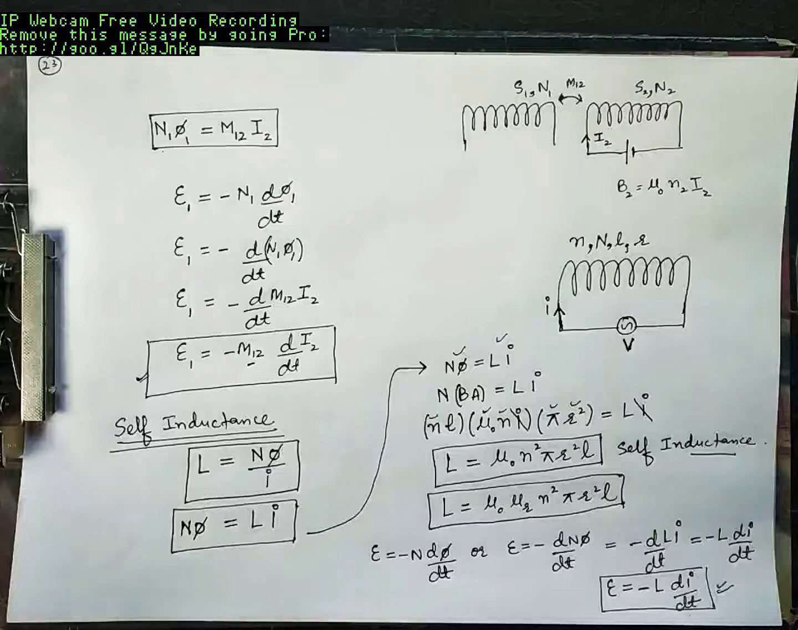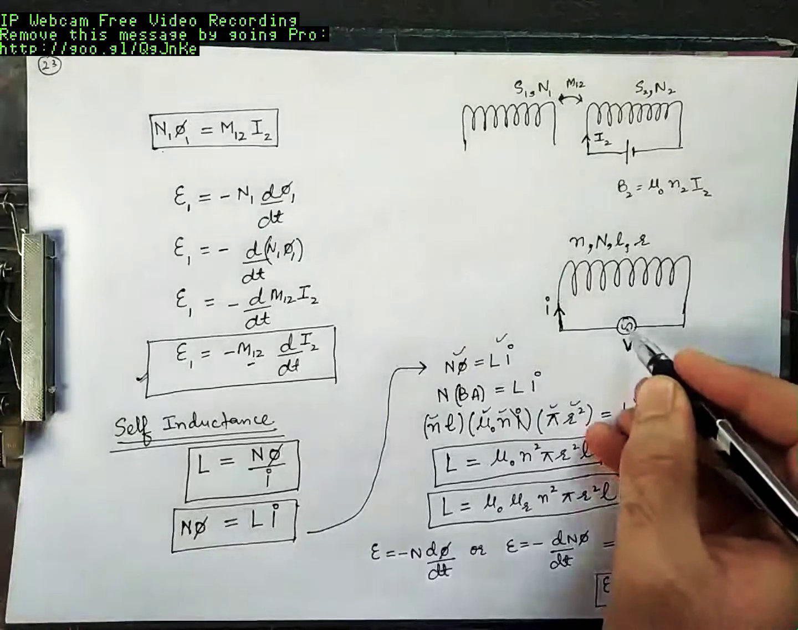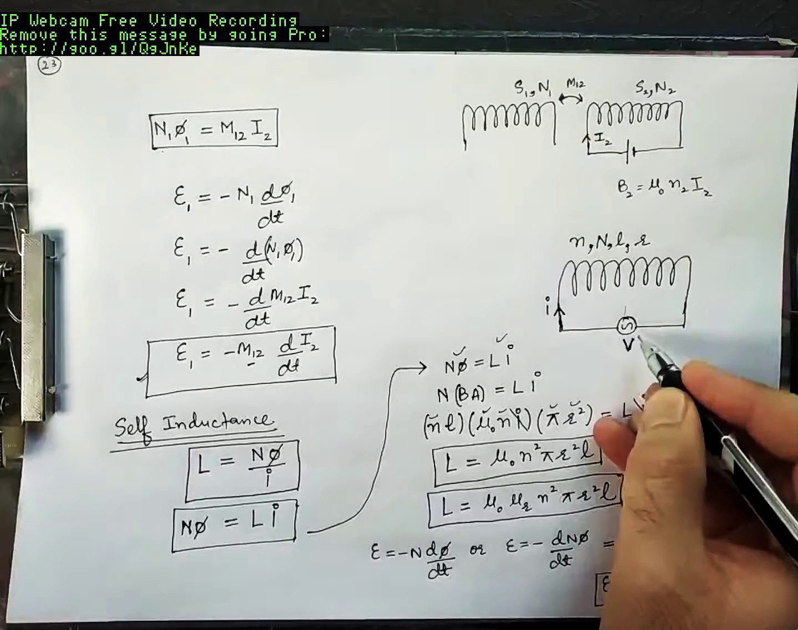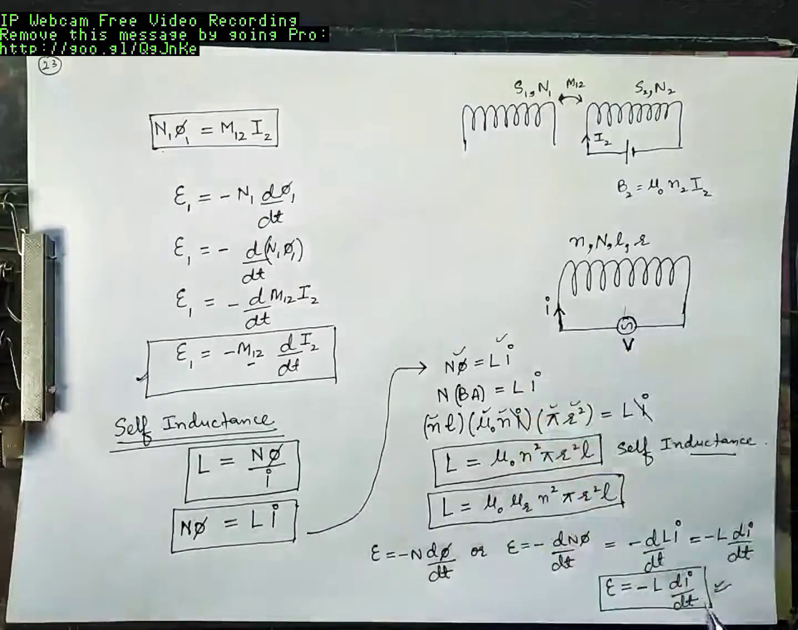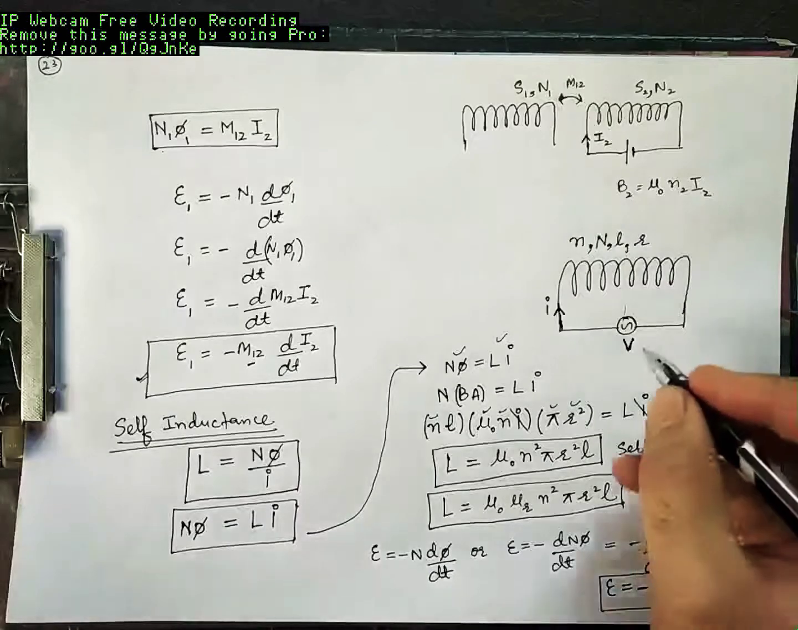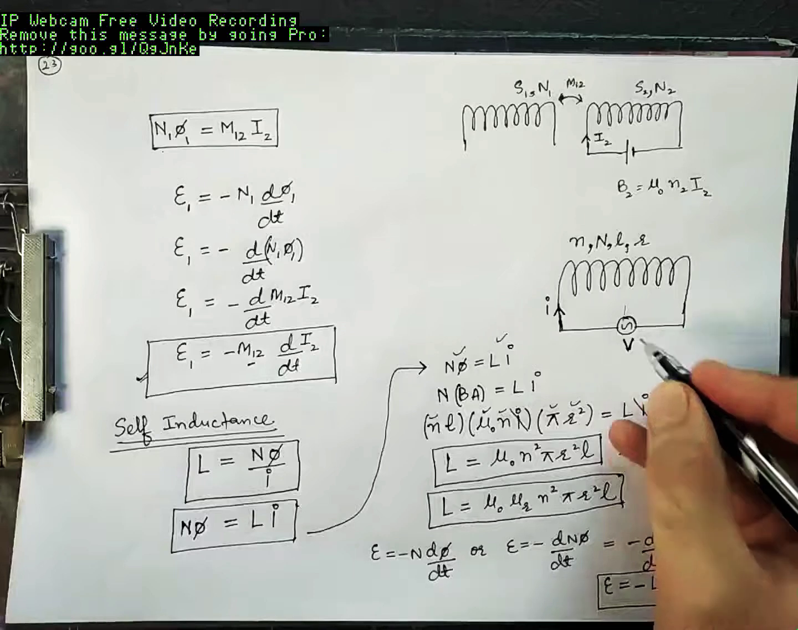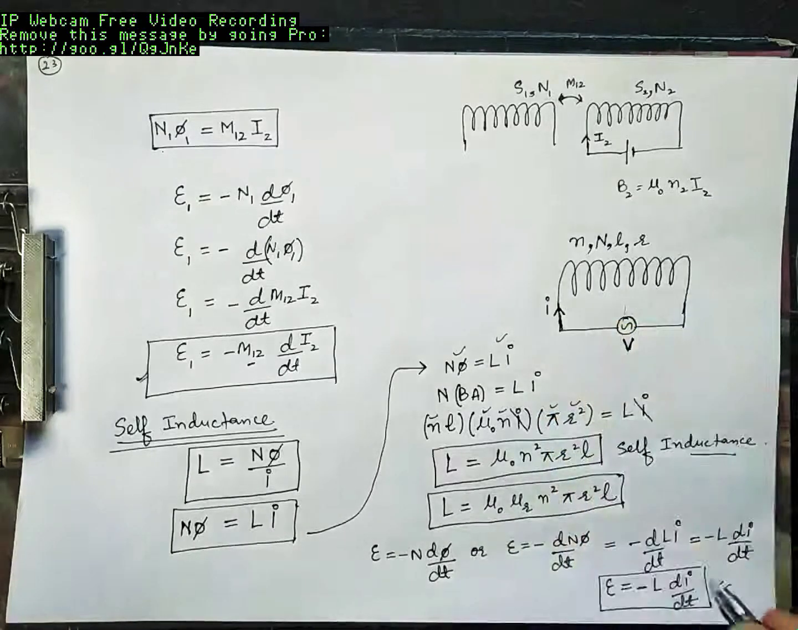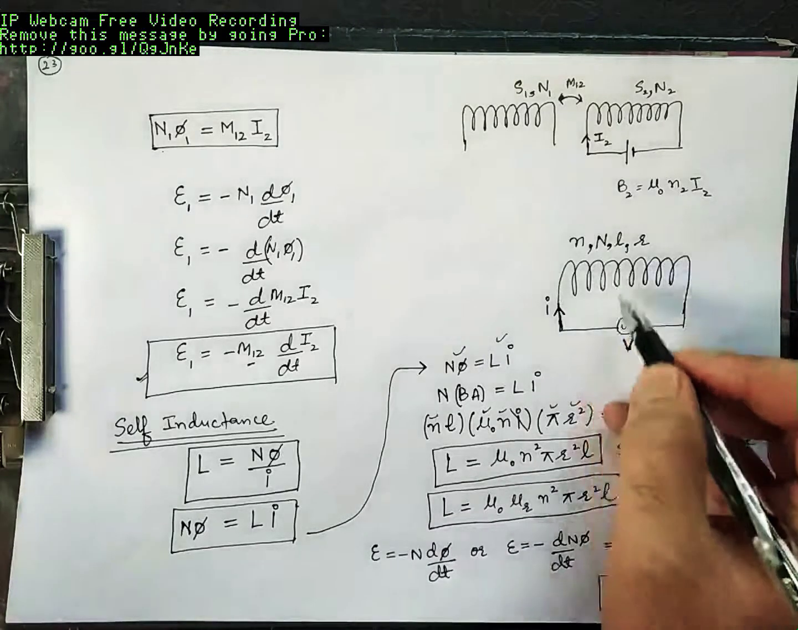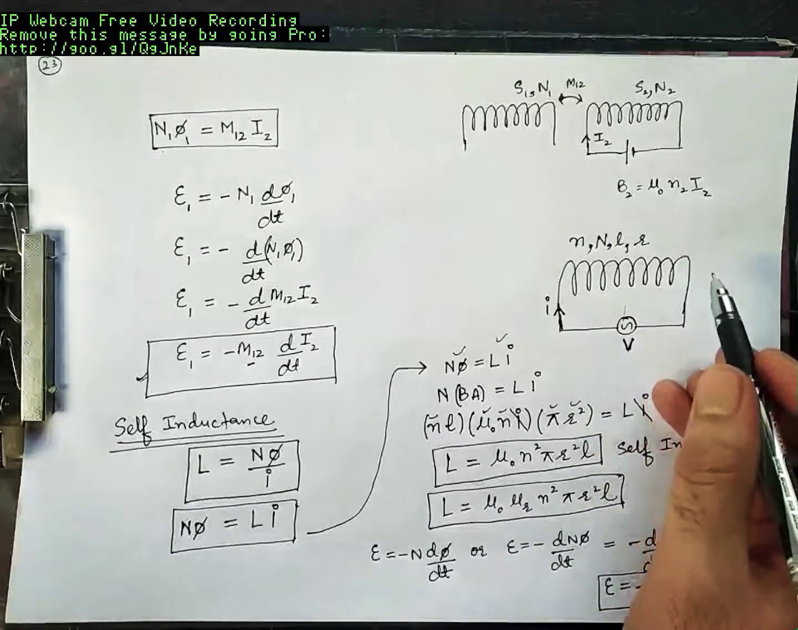Now tell me, had this been a constant or DC voltage source over here, so this V was constant, I was constant. If I was constant, di by dt was 0. When di by dt was 0, E was 0. That means if you have a constant voltage source over here, this current will be constant, so there will be no rate of change of current, there will be no change in current. When change in current is 0, induced EMF here should be 0.